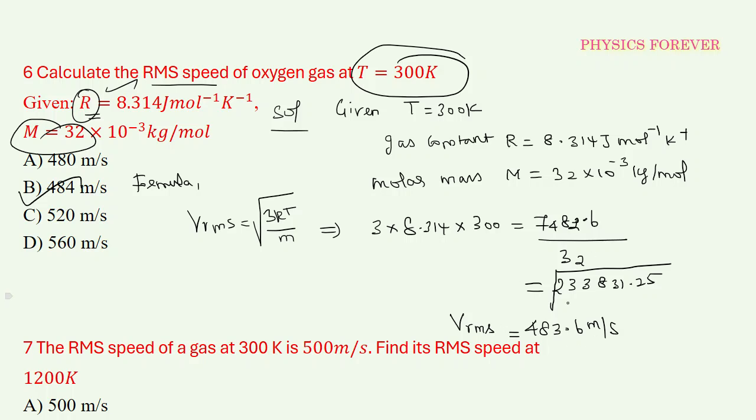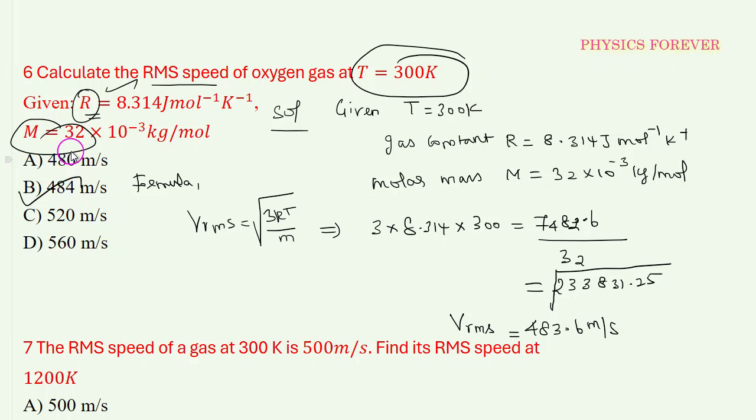So everything is given in the problem itself. Temperature is given, gas constant is given, molar mass is given. We just need to know the formula, substitute what is given, do the multiplication and division, and take the square root, then we get the result.